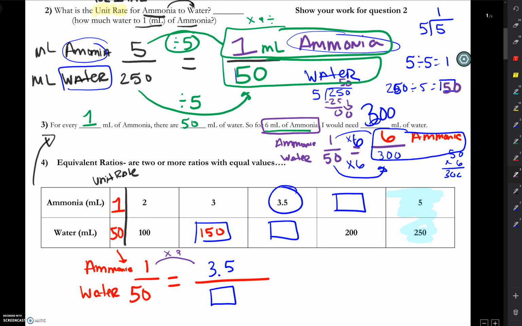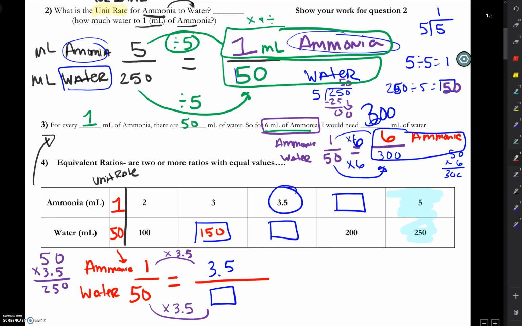I multiply by 3.5. Right? 1 times 3.5 would give me 3.5. So then I'm going to multiply 50 times 3.5. And I'm going to come over here, I'm going to do it. 50 times 3.5, 0, 25.